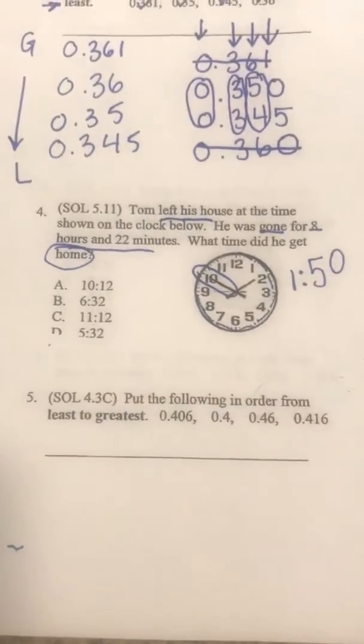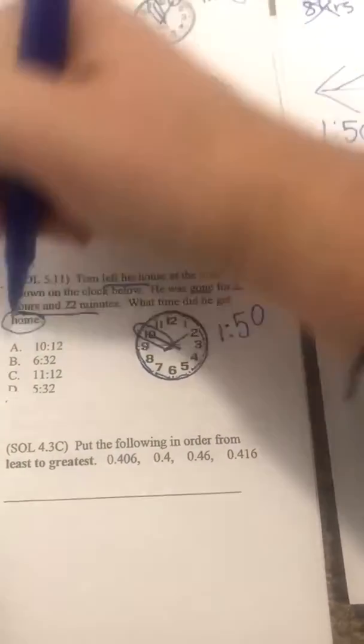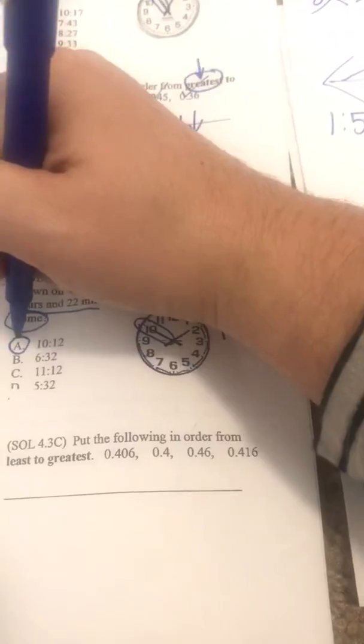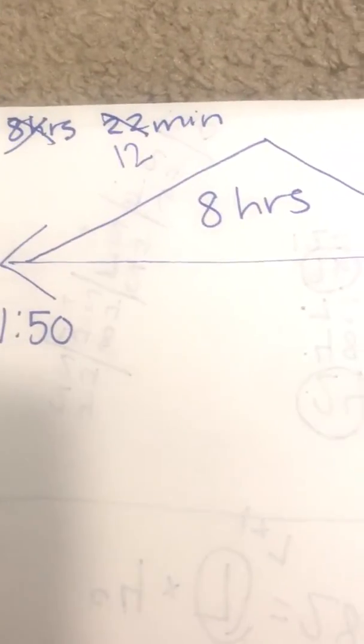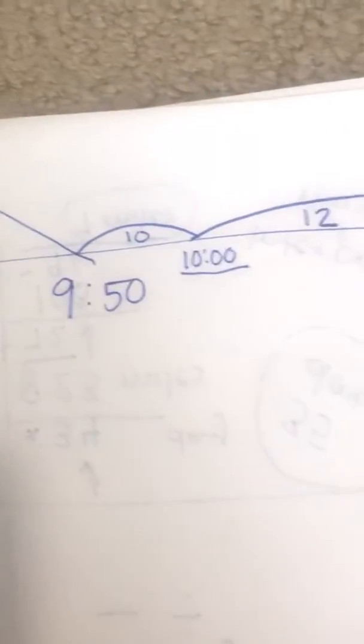Let's write it. Sorry, the lighting is so bad today, guys. All right, so that means that he left. He was gone for 8 hours and 22 minutes, and now he is back home at 10:12. I'm going to show you the number line one last time because the lighting was somewhat off there. And there we are. Awesome.